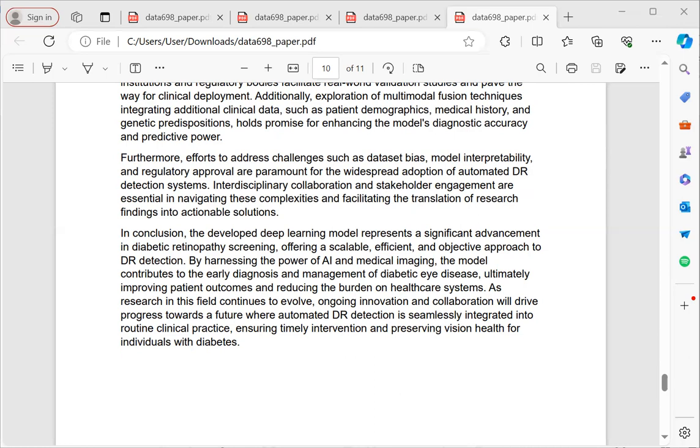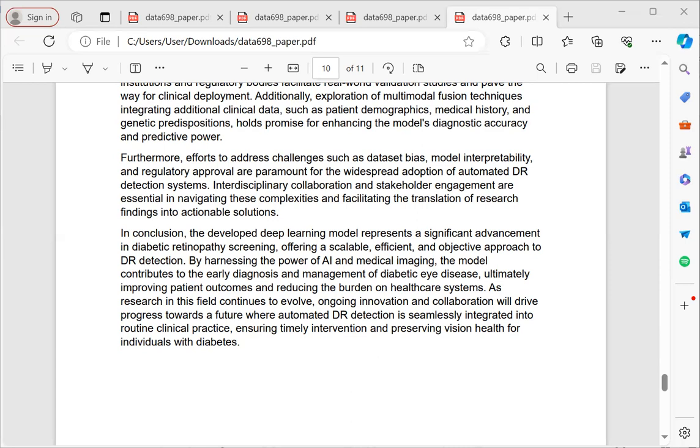As research in this field continues to evolve, ongoing innovation and collaboration will drive progress towards a future where automated DR detection is seamlessly integrated into routine clinical practice, ensuring timely intervention and preserving vision health for individuals with diabetes, which is a key factor. Vision is a key factor for diabetic people. As diabetes increases, vision is the first thing that gets affected. So we took this project as a capstone project, a real-world data science problem, mainly because of diabetes and how it impacts eye health.